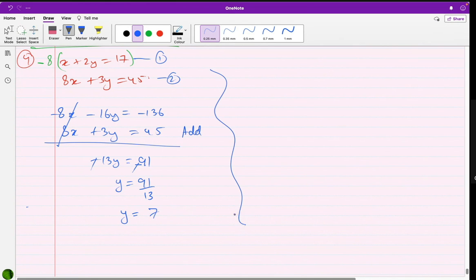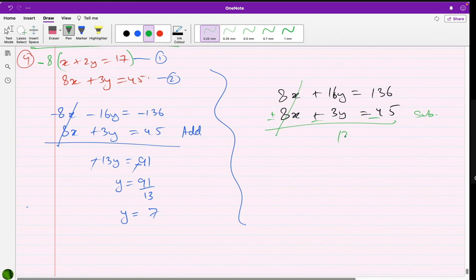On the other hand, if we do not multiply it with minus 8, we'll get 8x plus 16y and 136. And the second equation stays same. Now in this case, we can see that x is still same. So we subtract, so all the signs change. We get rid of this. This is positive 13y. This is 91. We still get the same answer. Clear?